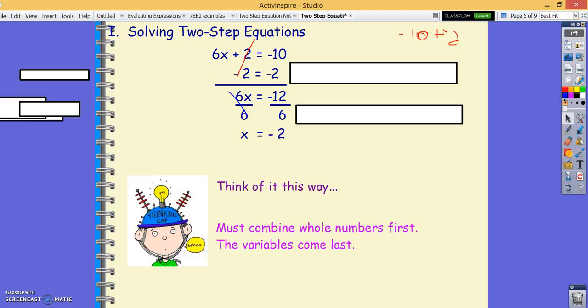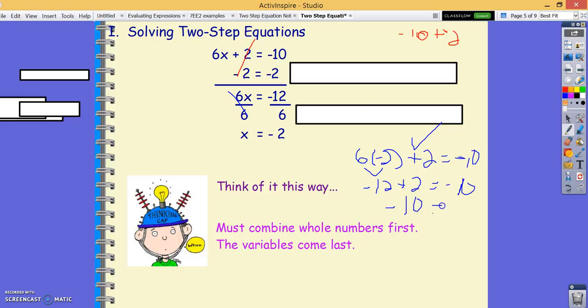Now let's go ahead and check our work. So we're going to plug it back in. I'm going to show my check mark sign to make sure that I know that I'm checking my work over here. 6 times, instead of x, I'm going to say times negative 2, plus 2 should equal negative 10. If it doesn't, I know I have the wrong answer and I'll start again. 6 times negative 2 is negative 12, plus 2 equals negative 10. Negative 12 plus negative 2 is, in fact, negative 10. So here we have it, negative 10 equals negative 10.